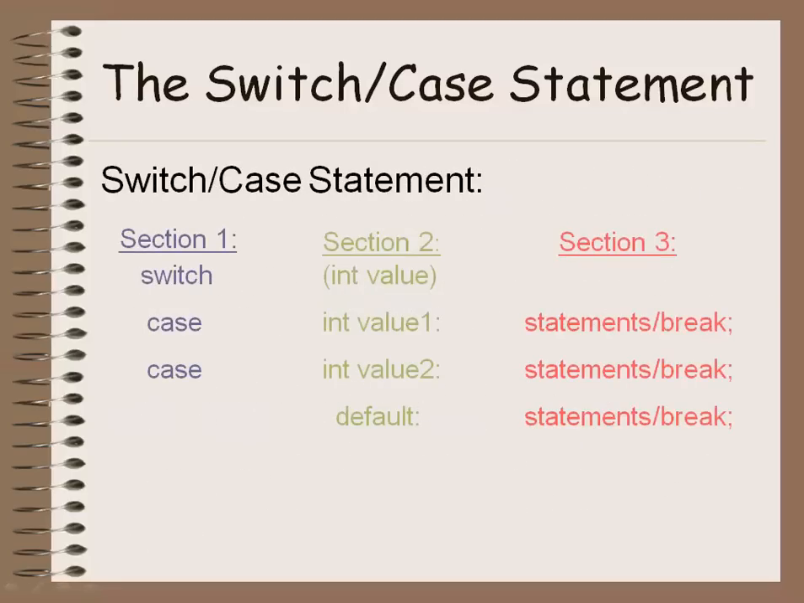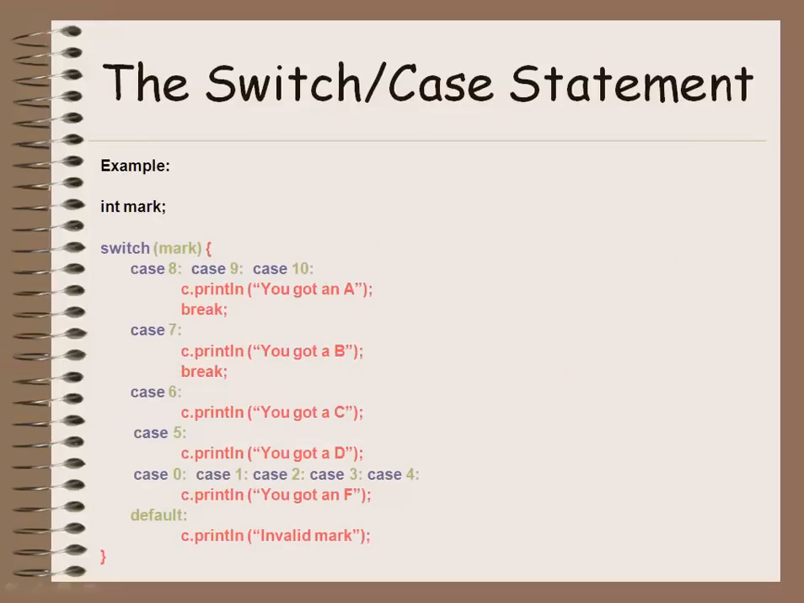So here's what it looks like. Again, in general, my keyword switch, and here's the variable that I'm going to be checking. And then I'm going to provide all the different options that it could be equal to. So I'm going to check to see, does value equal this value? If so, do these things. Or does it equal this value? If so, do these things. And I keep giving multiple cases until I'm done. And then if it didn't equal any of the things above, I can do these statements. Let's see what that looks like in an example.